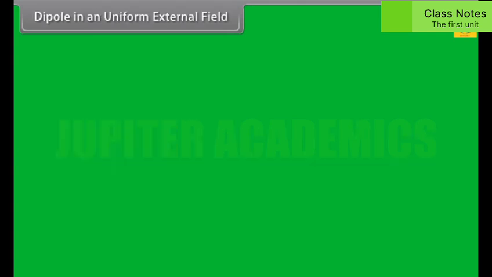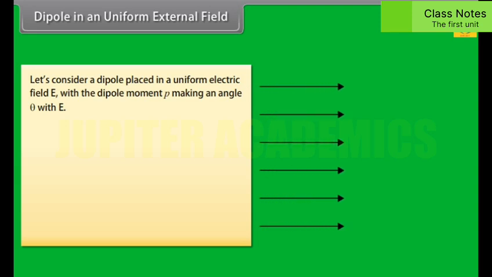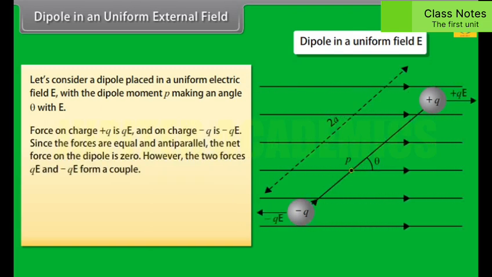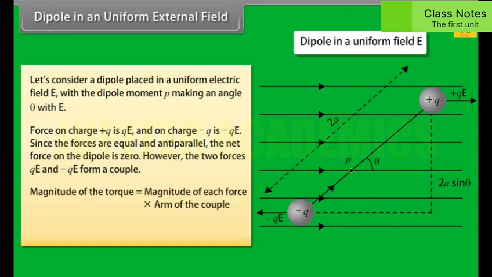Dipole in a uniform external field. Let's consider a dipole placed in a uniform electric field E, with the dipole moment P making an angle theta with E. Force on charge plus q is qE and on charge minus q is minus qE. Since the forces are equal and anti-parallel, the net force on the dipole is 0. However, the two forces qE and minus qE form a couple. Magnitude of the torque is equal to magnitude of each force into arm of the couple. This equation can be written as tau is equal to cross product of P and E.